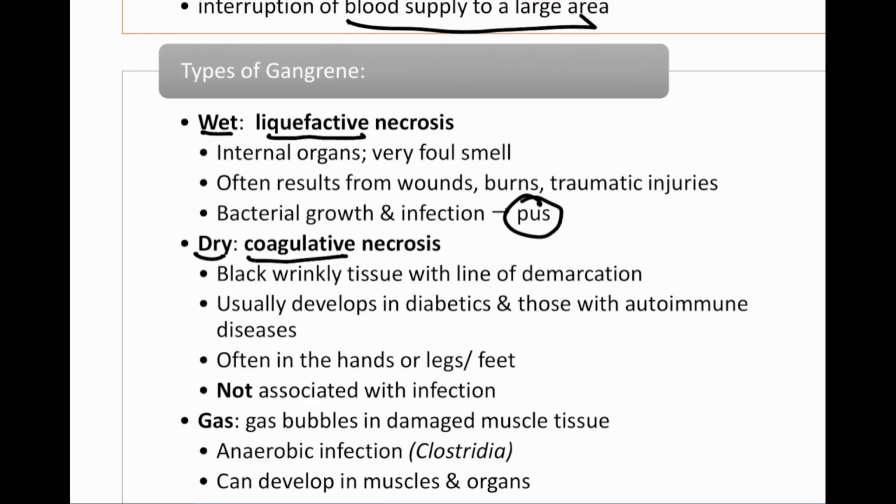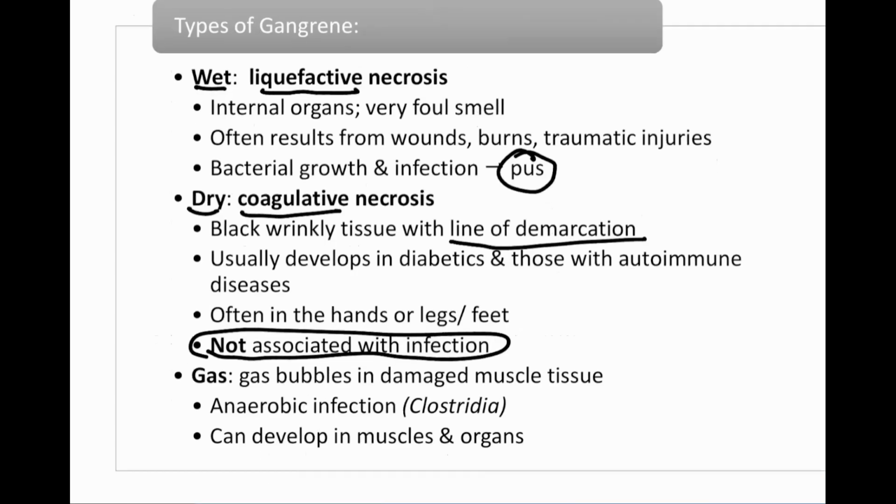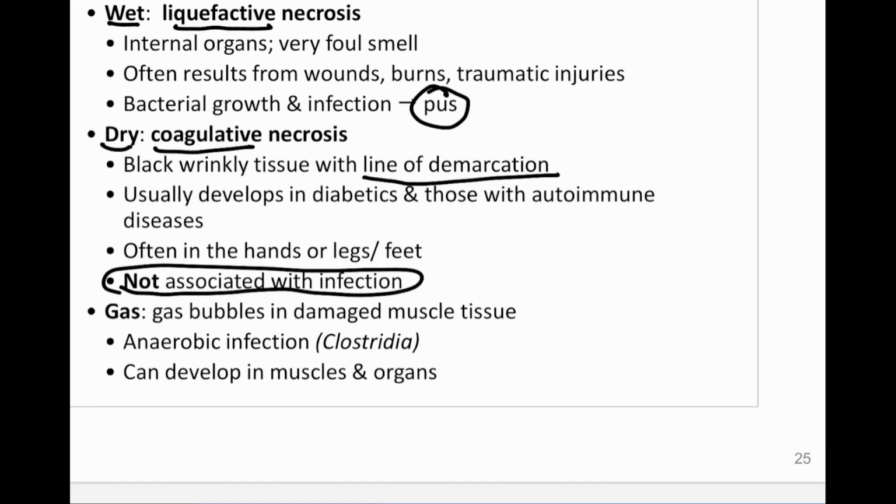Here's the key thing with dry gangrene. One, not associated with an infection. Wet gangrene has an infection, dry gangrene, there's no infection. The other important thing, line of demarcation. When I show you the picture of a wet gangrene versus a dry, you will see in the dry gangrene, they're going to have a very distinct line where it's going to be necrosed tissue, gangrenous tissue, and then normal tissue. The wet one, it just looks macerated all over the place. You're not sure what's going on where.